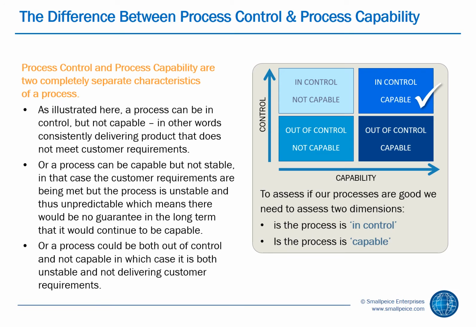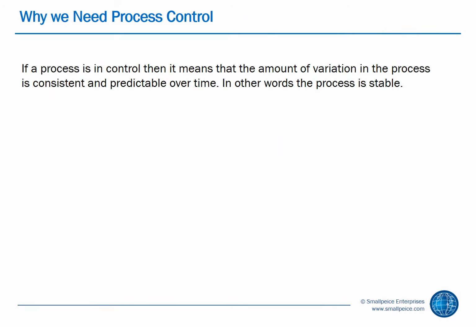What we want to get by the end of our project in the improve phase is a process that is both in control, it's stable, and it is capable. You'll remember from the e-learning module on statistical process control that a process is in control when the amount of variation in the process is consistent and predictable over time. In other words, the process is stable.